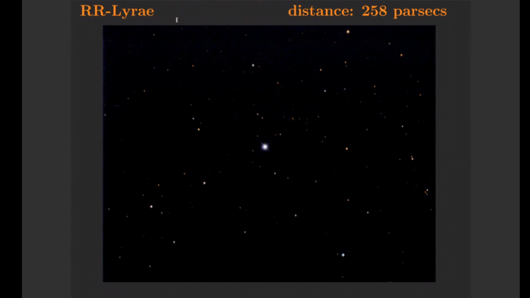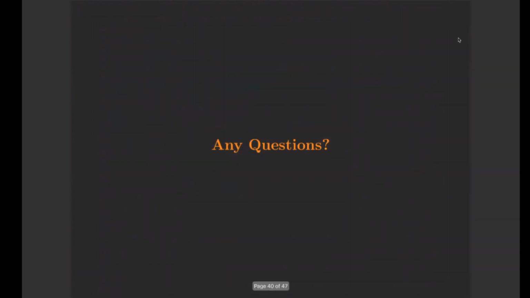And by the way, it's known that this star, RR Lyrae, is 258 parsecs away from us. That's been measured. So we can take that as something known, which is going to be relevant in the things I'm going to show you in the following slides here. Any questions about what I've said so far about RR Lyrae, or shall I go ahead? No, why don't you go ahead, Bob?